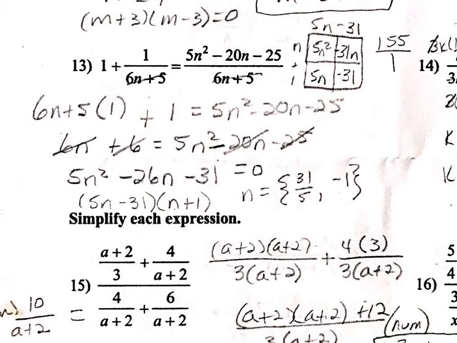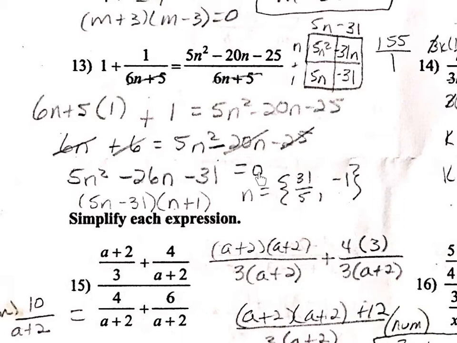So what ends up happening is the 6n plus 5's cancel. And then I just multiply the 1 times 6n plus 5, and that's what I get right here. So I have 6n plus 5 plus this 1 equals this trinomial, 5n squared minus 20n minus 25. The next thing I want to do is combine like terms. When I combined the like terms, I got 5n squared minus 26n minus 31 equals 0.